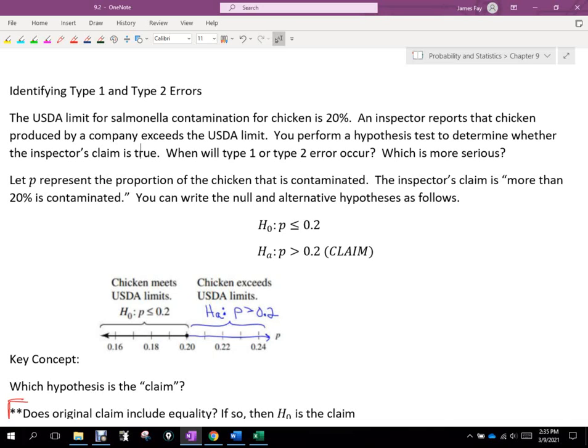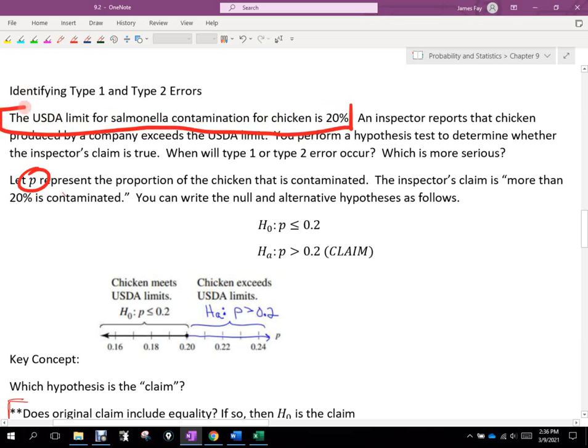So you perform a hypothesis test to determine whether the inspector's claim is true. It says, when will a Type 1 or Type 2 error occur, and which is more serious. It says let P represent, so we're talking about proportions here as a percent, so that's why we're using P instead of mu. Let P represent the proportion of the chicken that is contaminated. The inspector's claim is more than 20% contaminated. The USDA limit for salmonella contamination for chicken is 20%.